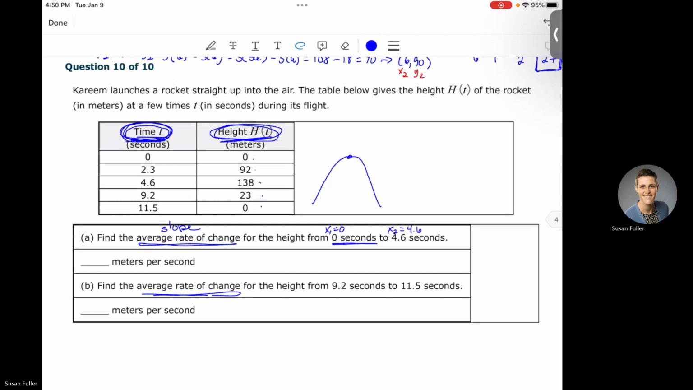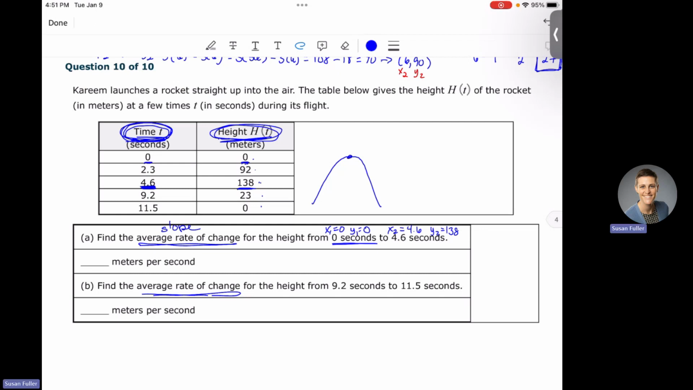So now, in order to use my slope formula, I'm going to need y values. So if x1 is 0, what's y1? Well, y1 is going to be the y value that goes with x equals 0. When x equals 0, y is 0. So that means y1 is also 0. Okay, well, x2 is 4.6. What's y2? Y2 is going to be the y value that's connected to x equals 4.6. So when x equals 4.6, y is 138. So that is going to be my y2.